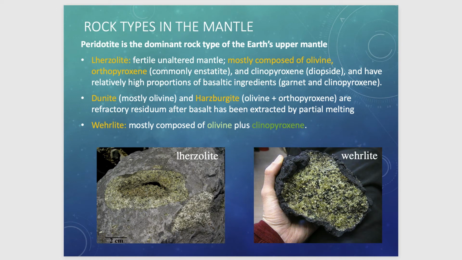So the orthopyroxene is getting enriched, and you will lose the clinopyroxene that goes into the wehrlite. So wehrlite will be composed of olivine plus clinopyroxene, so that diopside that we saw before.